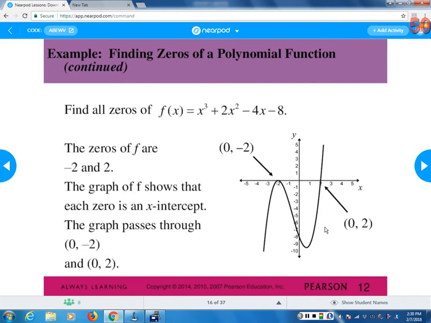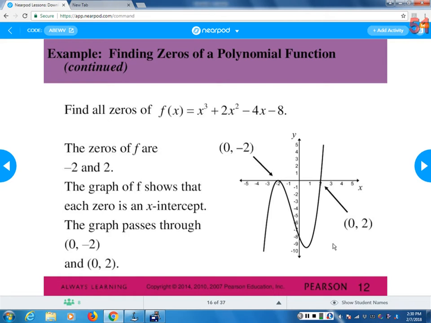The zeros are negative 2 and 2, but what's wrong with these ordered pairs? So they're drawing the x-intercept. The ordered pairs should be switched. X is negative 2, y would be 0 here. X is 2 here, y is 0. So the publisher made a mistake here on these slides. But there's negative 2 and there's 2, and that's showing this graph.